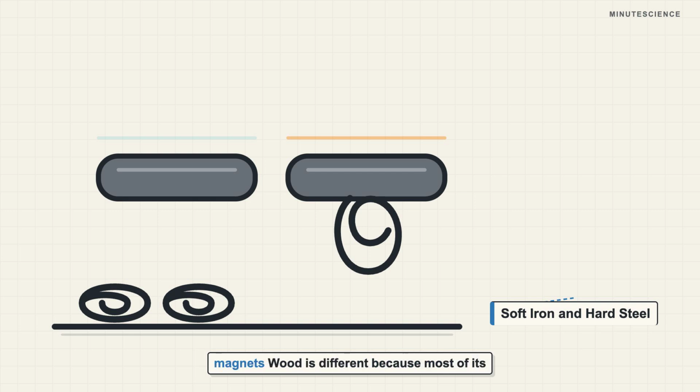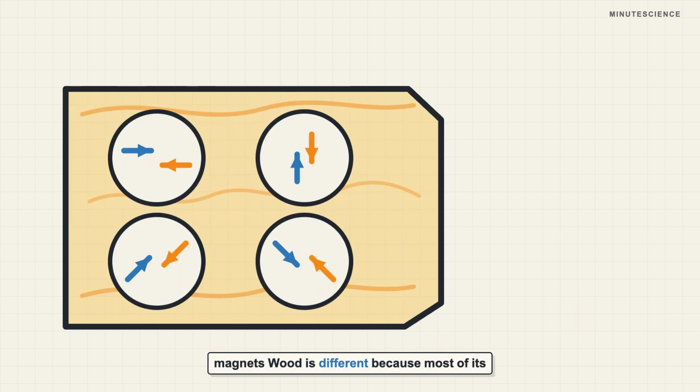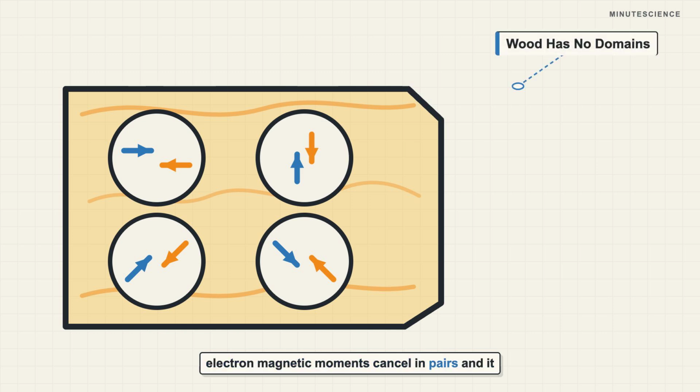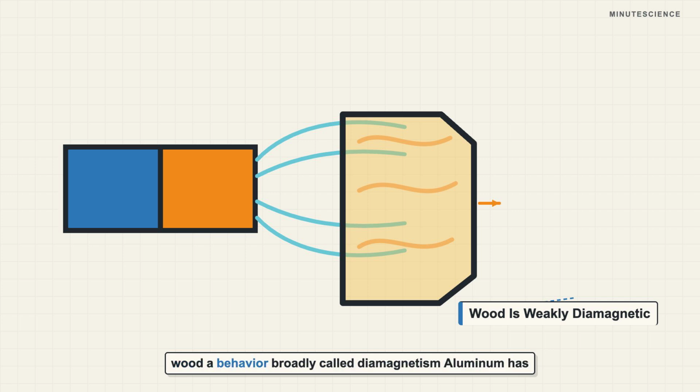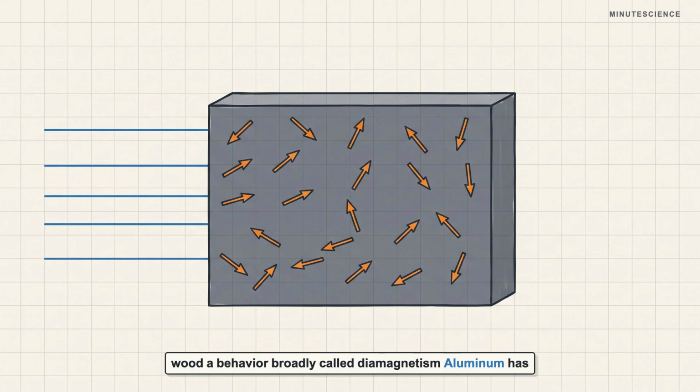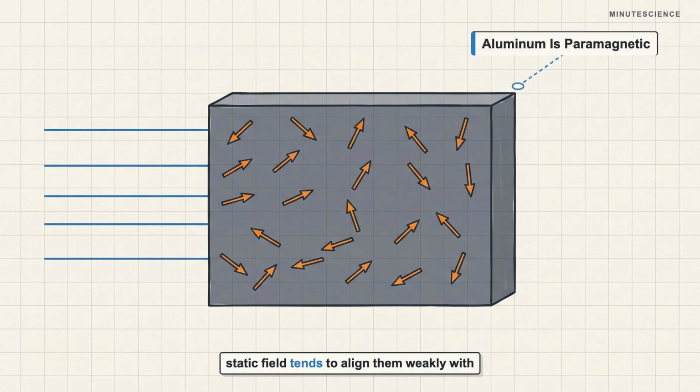become permanent magnets. Wood is different because most of its electron magnetic moments cancel in pairs, and it has no ferromagnetic domain structure. A magnetic field induces only a minute opposing response in ordinary wood, a behavior broadly called diamagnetism. Aluminum has unpaired electronic moments and is paramagnetic, so a static field tends to align them weakly with the field.